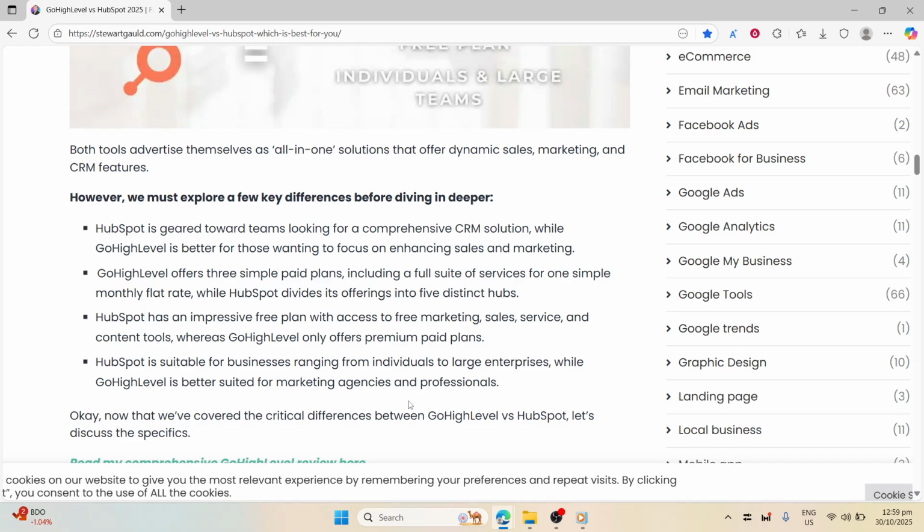In conclusion, while both GoHighLevel and HubSpot offer powerful features and benefits, the choice between them largely depends on your specific business needs and objectives. By understanding what each platform excels at, you can make an informed decision to streamline and enhance your marketing efforts effectively.